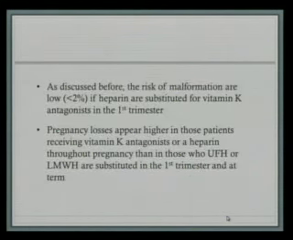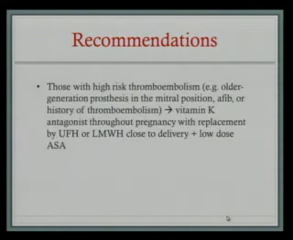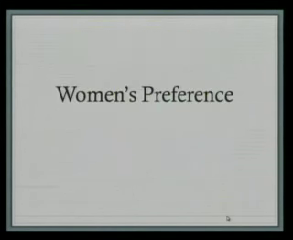So their recommendation is, as we discussed before, the risk of malformations is low if heparin is substituted for vitamin K antagonist in the 1st trimester, but there is a higher risk of pregnancy losses in women who receive heparin instead of vitamin K, if you can remember all the way back to the initial few slides. And so they recommend one of these regimens, which I'm not going to go through because they're really complicated. For those who have high-risk thromboembolism, like those who have the older generation valves, they recommend vitamin K throughout with aspirin, and then switch over to heparin closer to delivery.